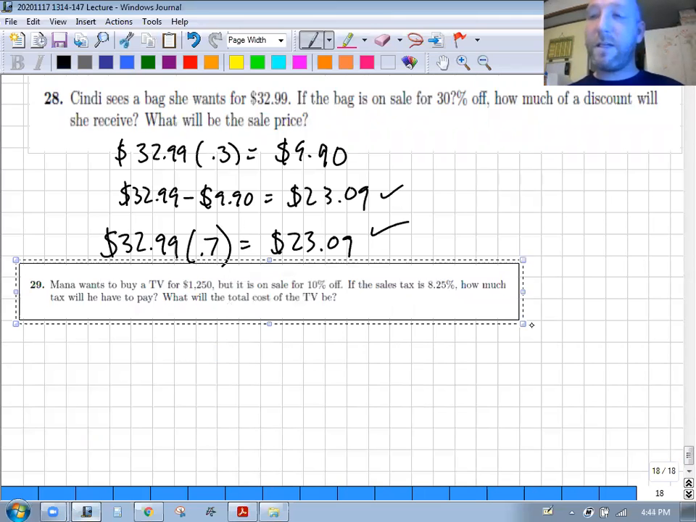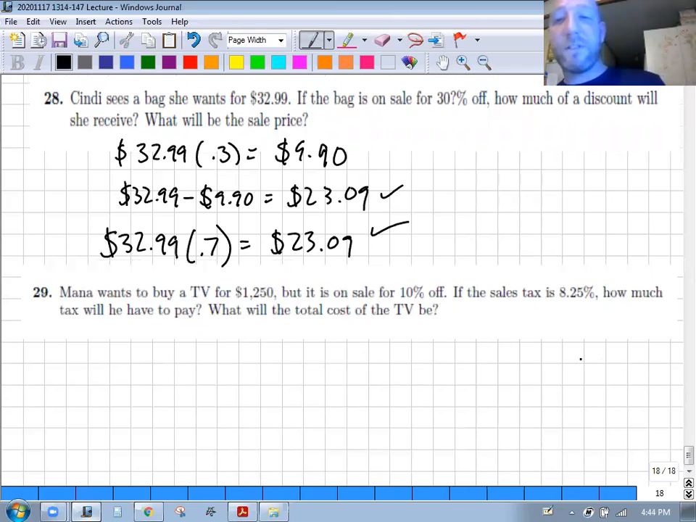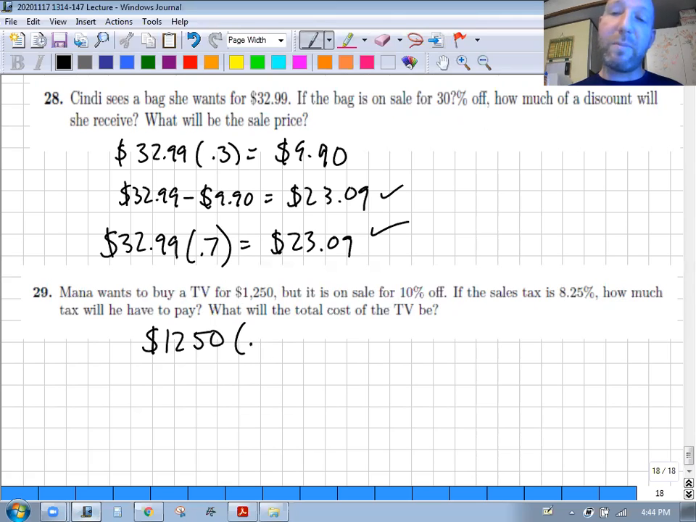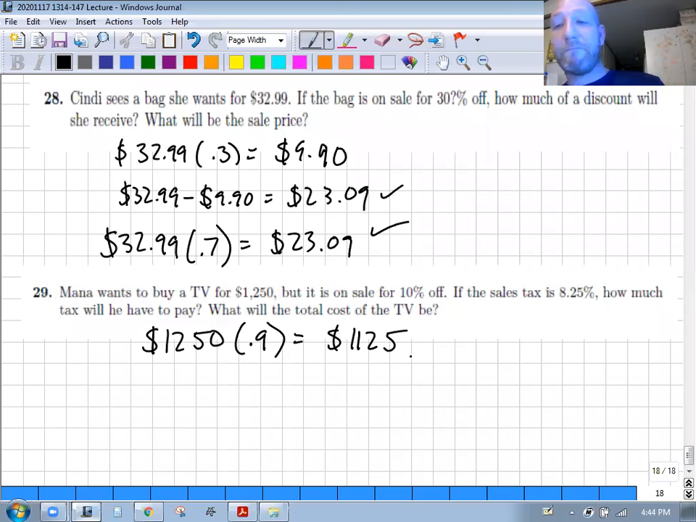Good. 29 here. Manna wants to buy a TV for $12.50, but it's on sale for 10% off. The sales tax is 8.25%. How much tax will he have to pay? Well, it would be the total cost of the TV. The TV costs this much, but it's 10% off, right? So you're only paying 90% of that. So 12.50 times 0.9. So that's that much, right?